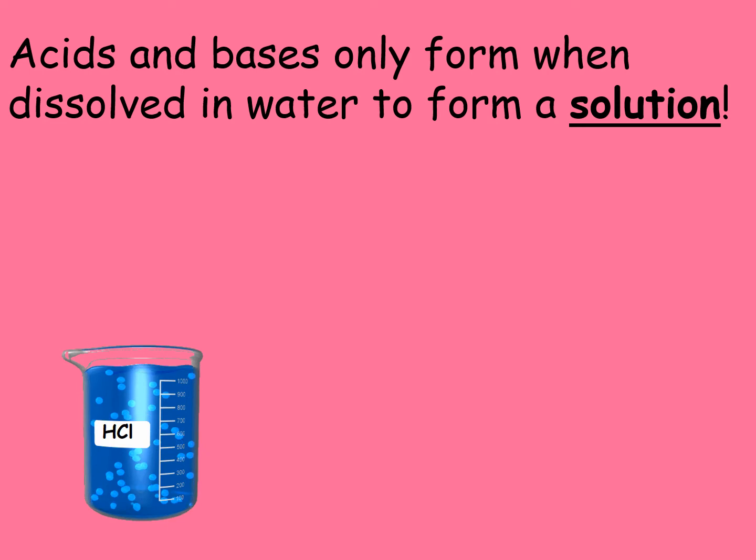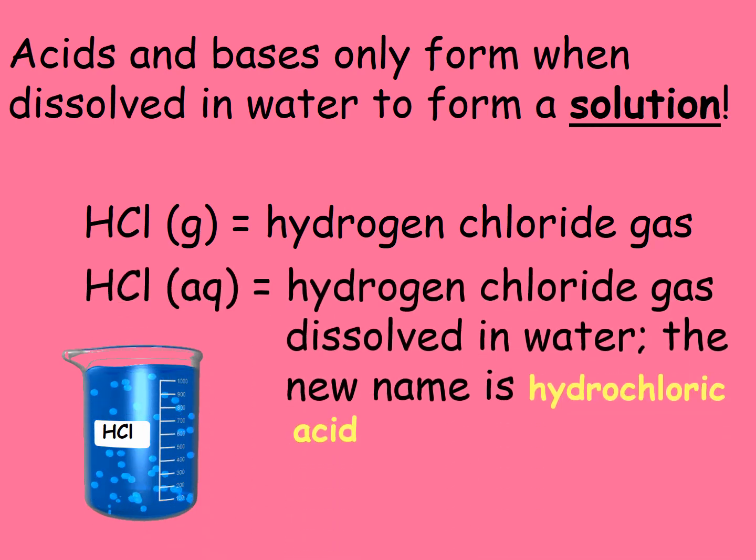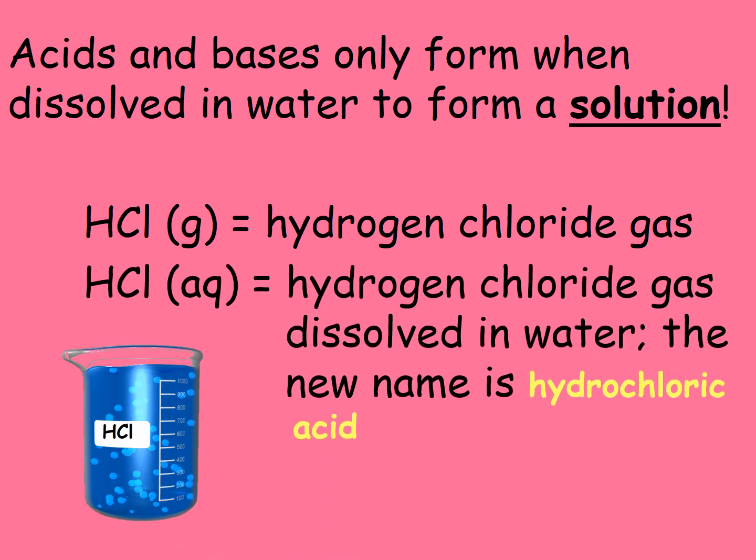So acids and bases only form when dissolved into water to form a solution. For example, if you have HCl, hydrogen's a gas, chlorine is a gas. The AQ that we have talked about before is what means aqueous solution. And in this case, hydrogen chloride gas dissolved in water, the new name is hydrochloric acid.